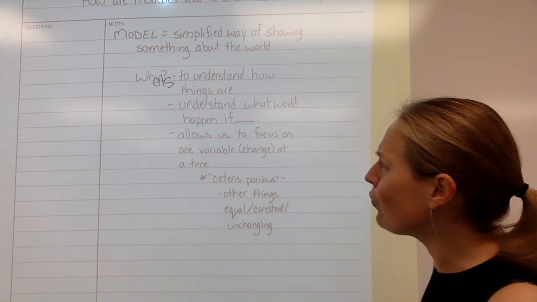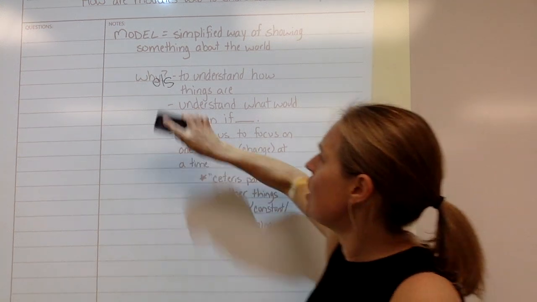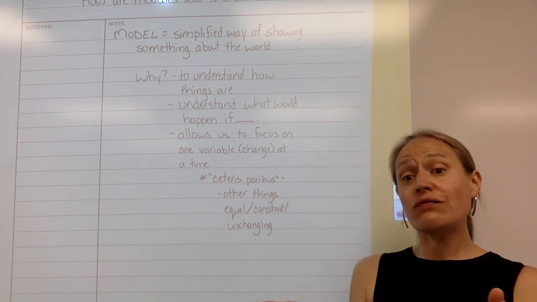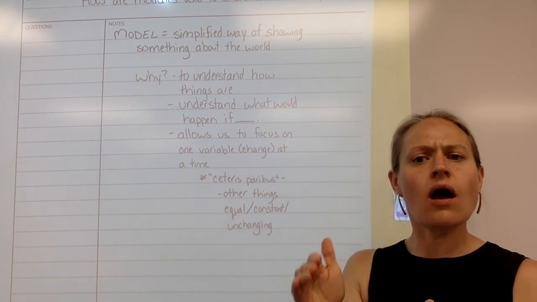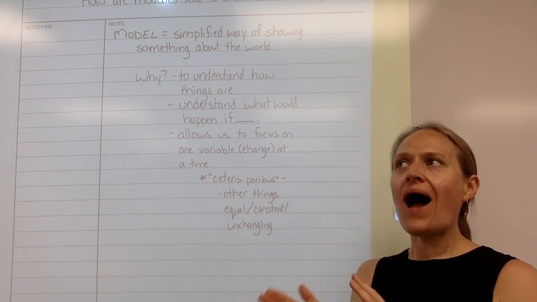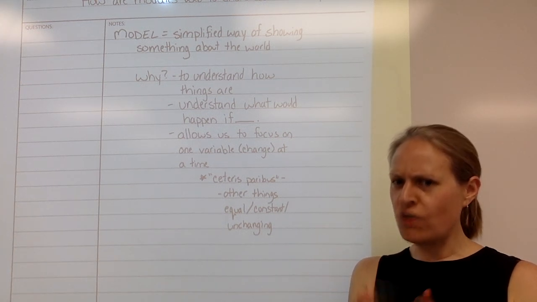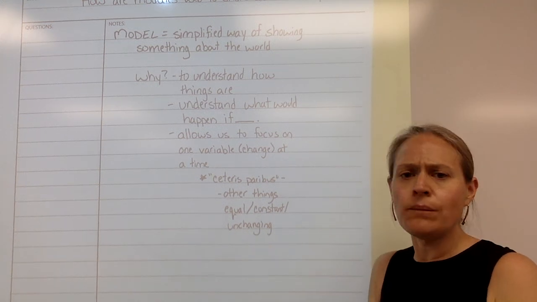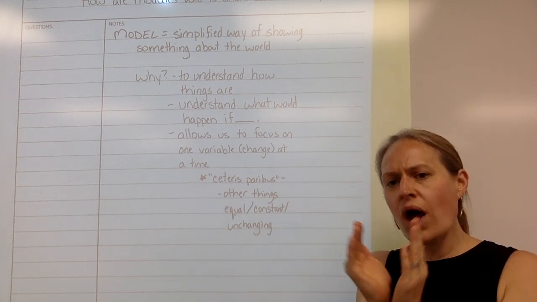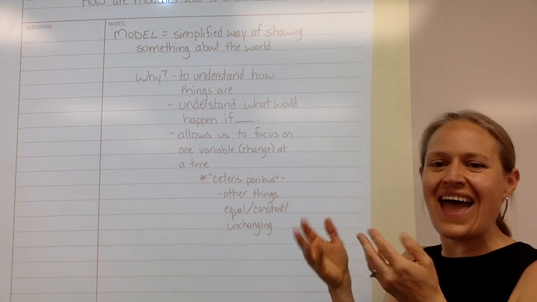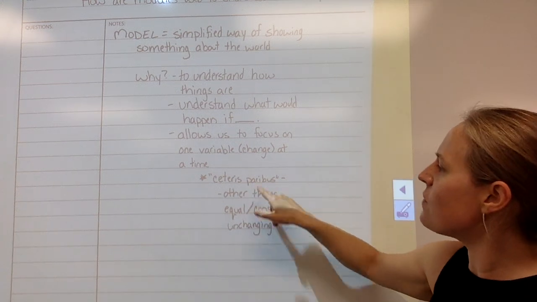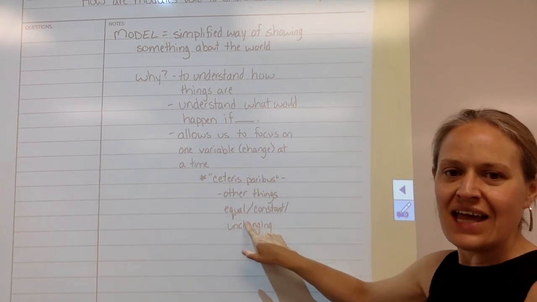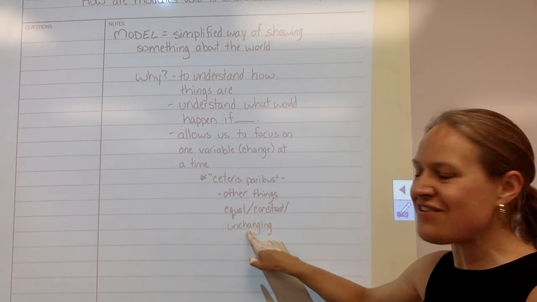Because in the real world, we all know that tons of things are changing at the same time all the time. And people will have a lot of different arguments and discussions about what caused that. Why did that happen? Was it this, or was it that, or that? And so if we use a model, then we can focus on one thing at a time and make this economics assumption that we call ceteris paribus, or all other things are equal or constant or unchanging. Equal means unchanging, constant means unchanging.